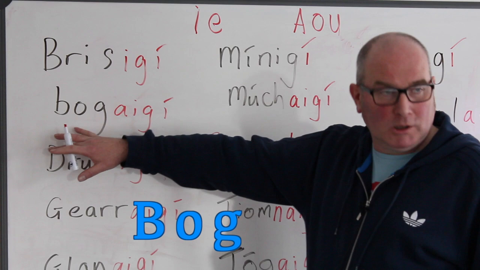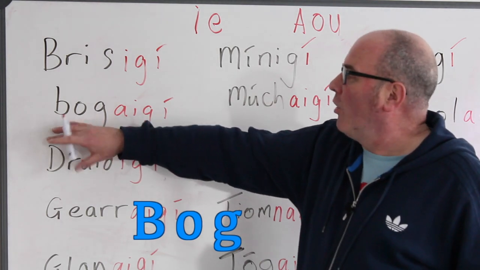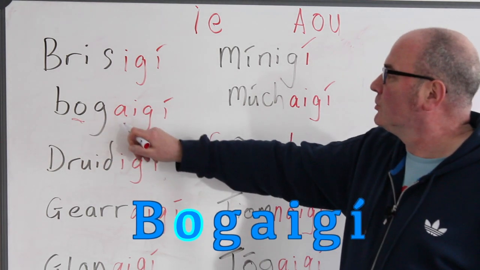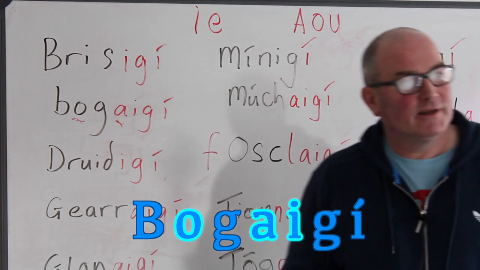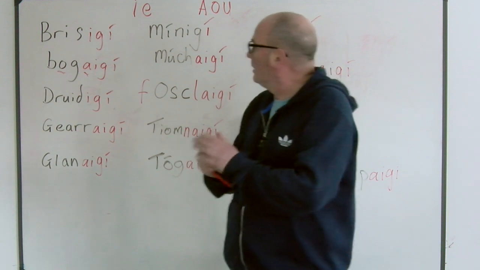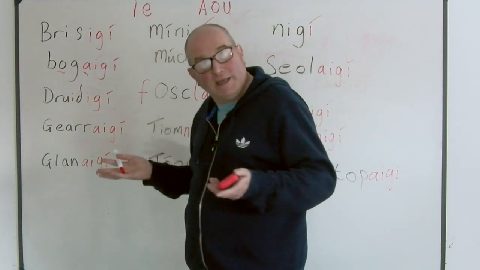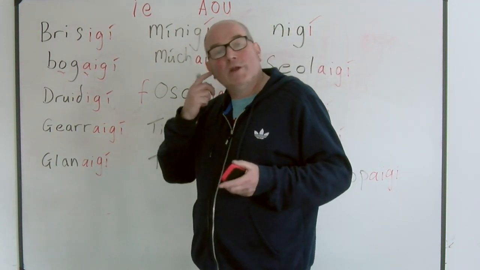But we take one like bug. That O there is broad, so this A here has to be broad. So you spell that A-I-G-I, fada. And that's really it. So you can go out now and order, people.